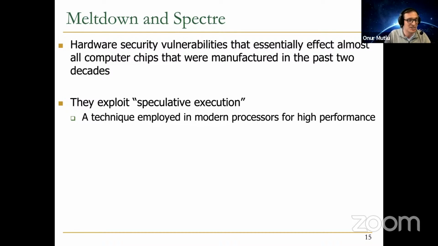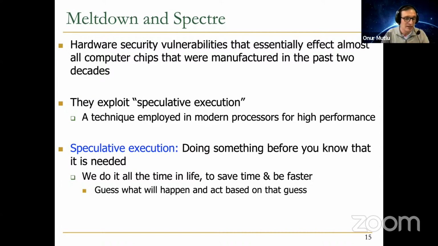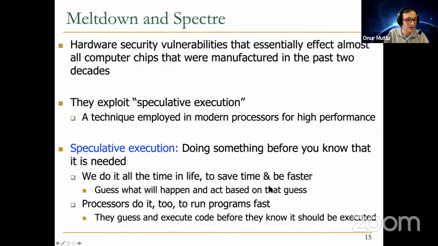Basically, what you're doing is you're speculatively executing the lectures, meaning you're doing something before you know that it's needed, but you're maybe quite sure that it's needed, right? Because I told you, first of all. And second, if you look at the past history, the lectures don't change as much, even though there are new things that we discussed over time. So basically, we do it all the time in life also to save time and be faster: guess what will happen, and act based on that guess, right? Essentially, computers do that also.